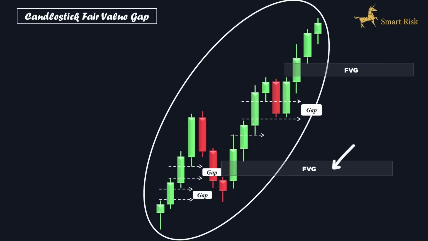Both scenarios could happen in the market. The same concepts can be applied to the bearish scenario. Now, let's take a quick breakdown of the real chart and see how we can utilize the fair value gap concept in market structure mapping.